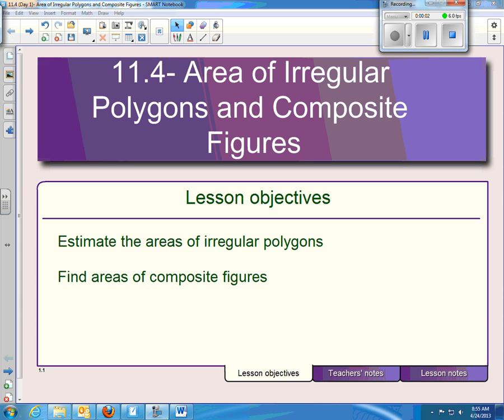Hey there, class. Today we're going to start the first day on 11.4. We're going to talk about area of irregular polygons and composite figures. On the next one, 11.4, day 2, we're talking about regular polygons.